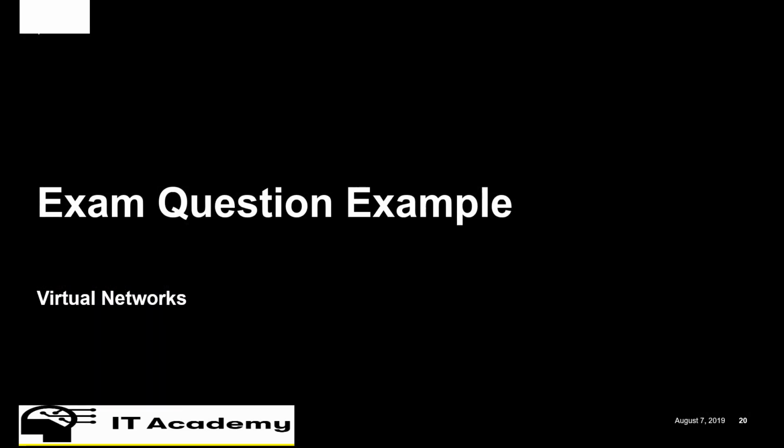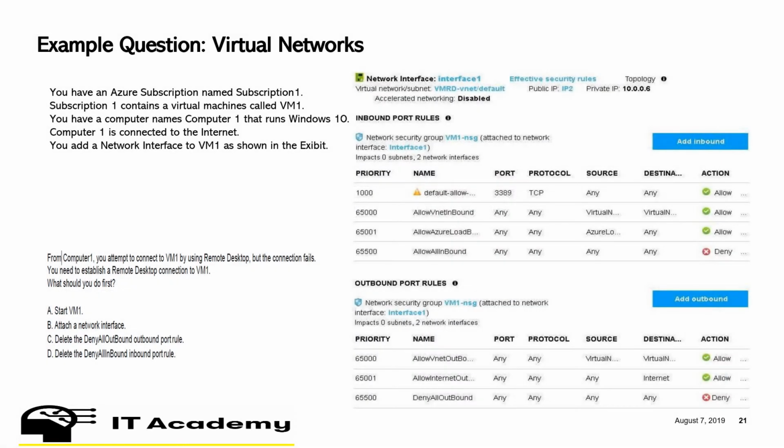Now let's have a look at an exam sample question around virtual networking. This is an example of an exhibit-based question. What that means is we're given something, usually a screenshot from a system somewhere, that tells us the configuration of something. We have to look and analyze the information in the exhibit and try to identify what's happening in the scenario from that.